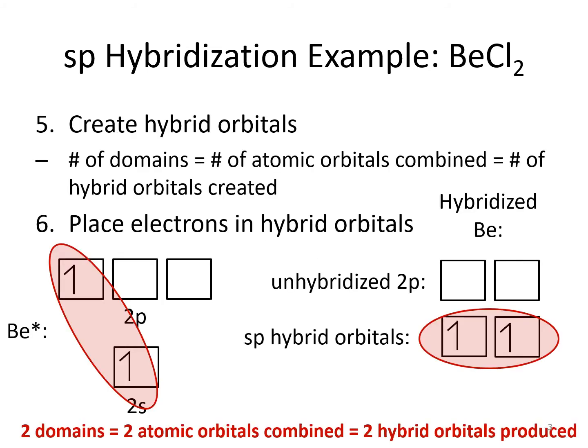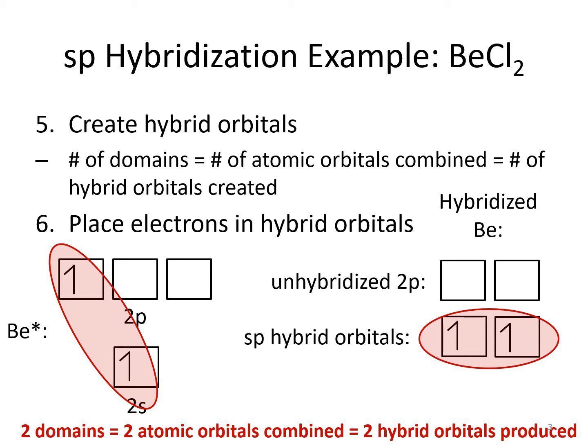Next, we create the hybrid orbitals using our magic number, our number of domains. BeCl2 has 2 domains, so we take 2 atomic orbitals and combine them together to make 2 hybrid orbitals. We're always going to work our way from lowest energy to highest energy when combining orbitals. So we take our lowest, which is s, and our second lowest, which is p, and combine them together.